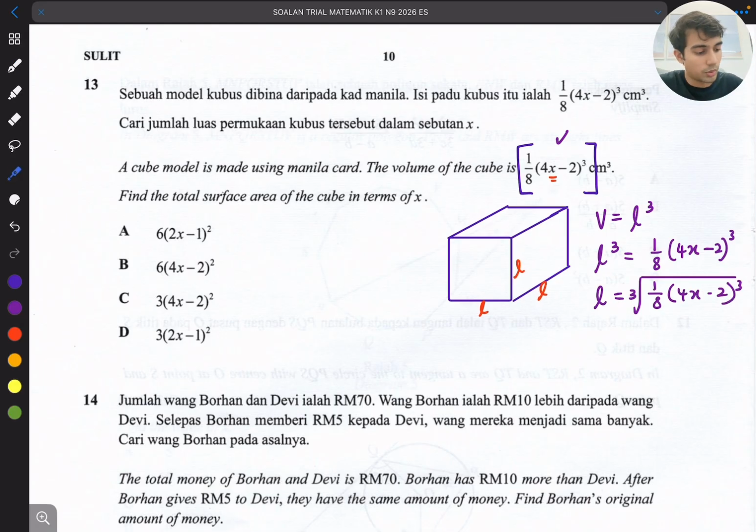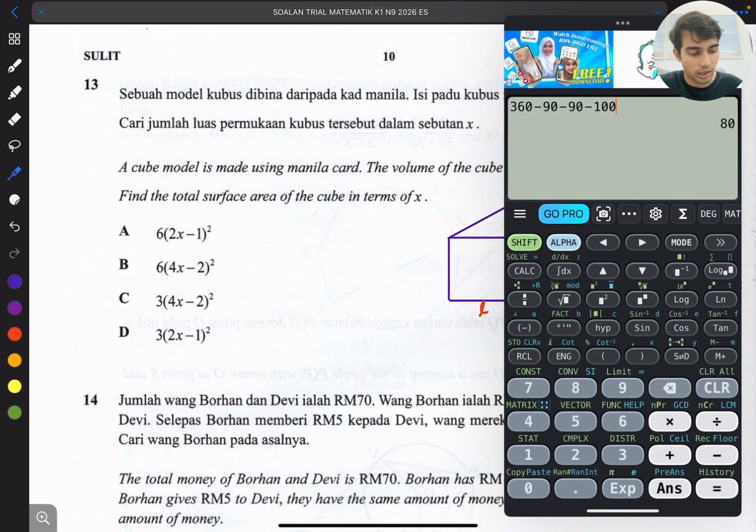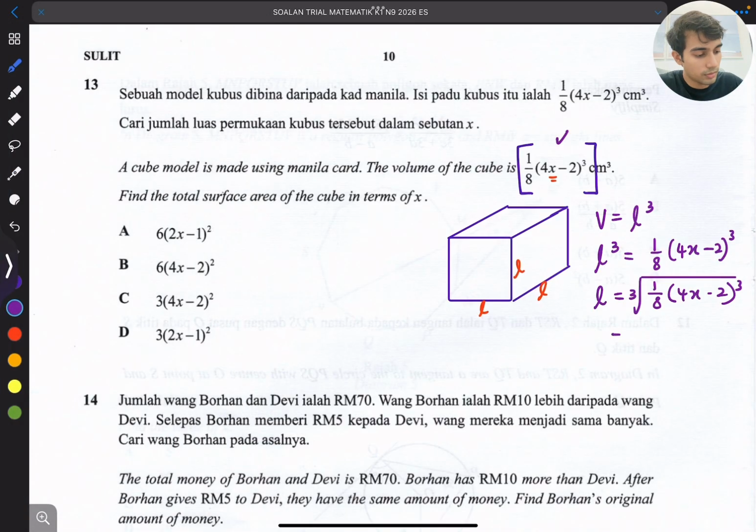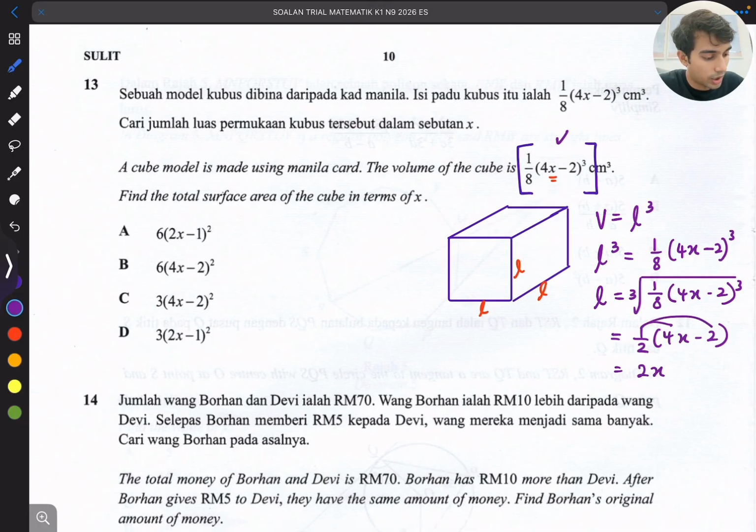Cube root of 1 over 8 will be 1 over 2. You can use your calculator to do this. Then cube root of (4x minus 2) cube, the cube root and cube will cancel off, so it will just be 4x minus 2. We can expand this also. 1 over 2 times this, we will get 2x minus 1. Done. This is the length of one side.